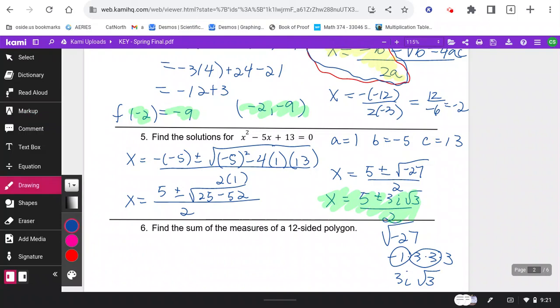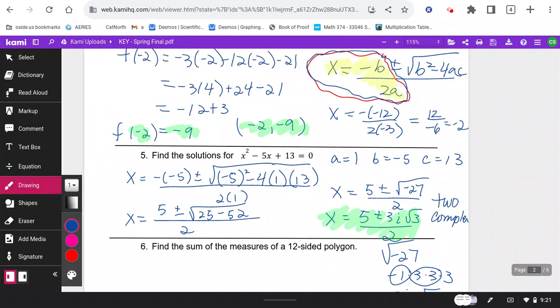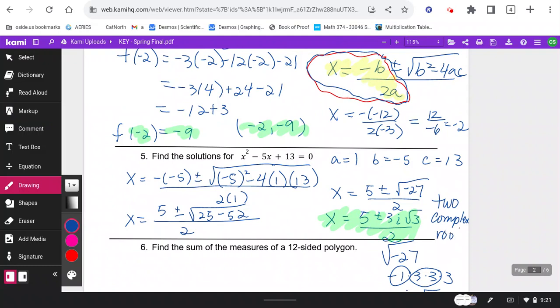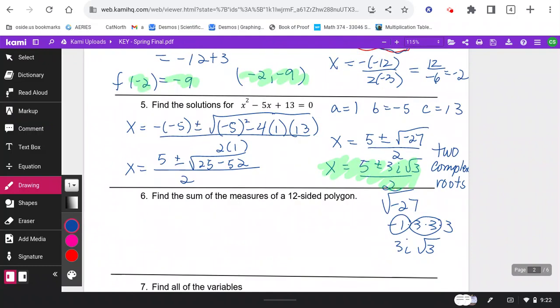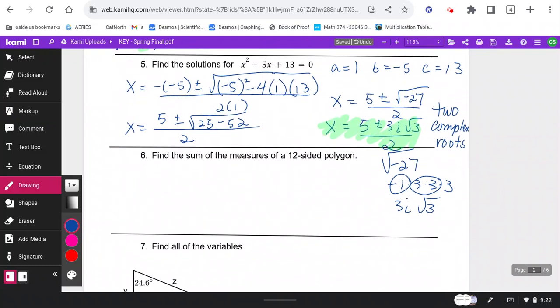What are those called? Those are called 2 complex roots, 2 imaginary roots, 2 non-real roots. That's for sure. They are not real. They have an i in it. Don't forget that. Okay, for the purposes of the lengths of these videos, I think I'm going to stop here and start the next video back up on number 6.